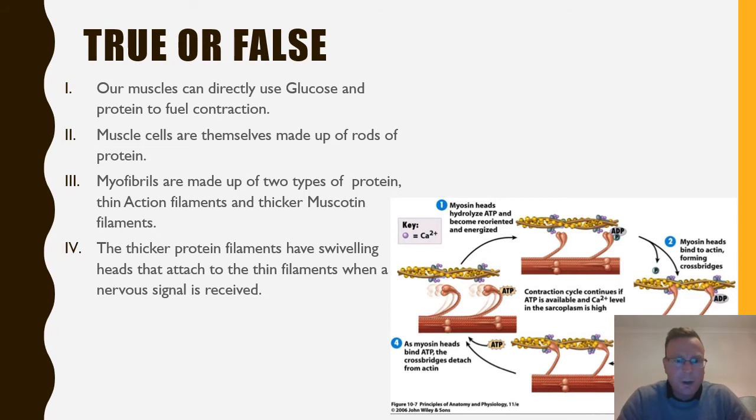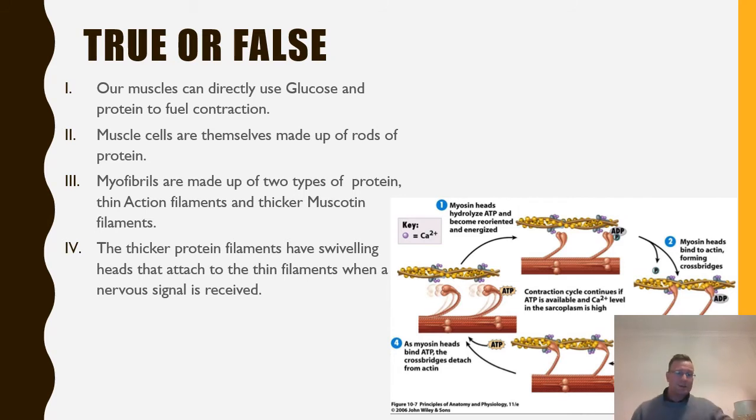So question number 1, our muscles can directly use glucose and protein to fuel contraction. Well, you should have thought, actually no, we can't sort of mainline glucose into our muscles and expect it to work. It has to convert it into the substance called ATP. So ATP is our body's energy currency. So when we take on fat, protein or carbohydrate, it has to convert it into ATP to allow it to do work.